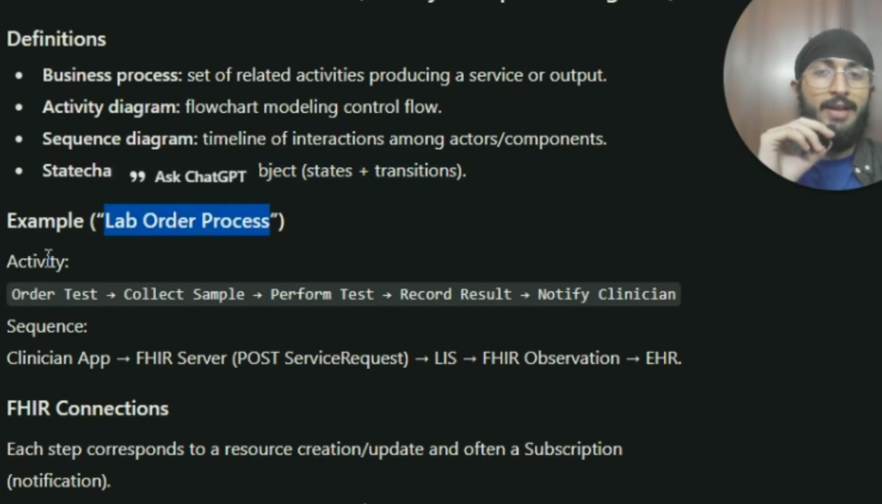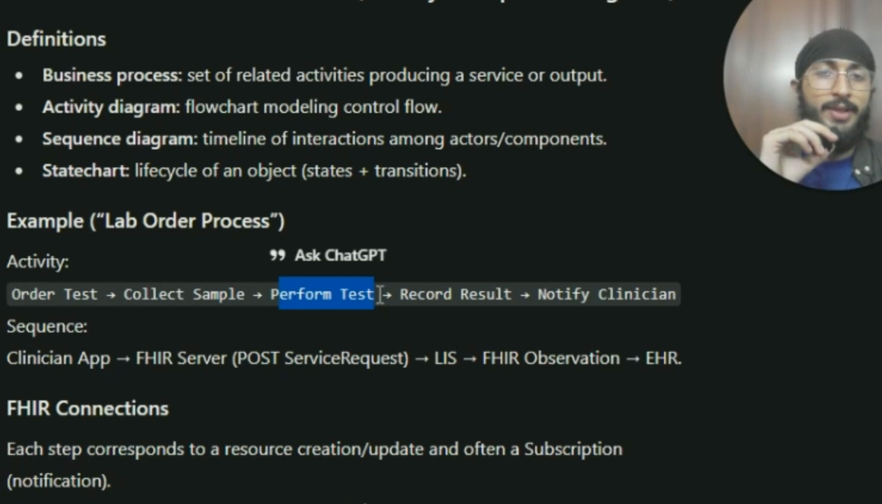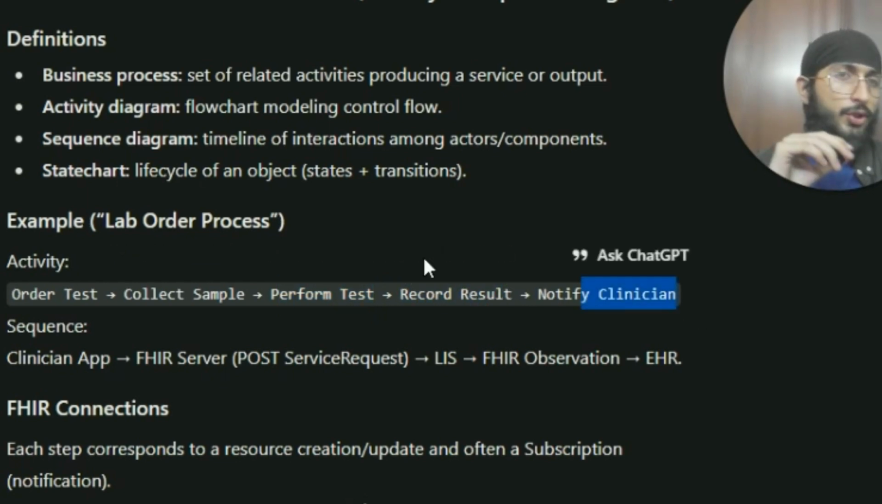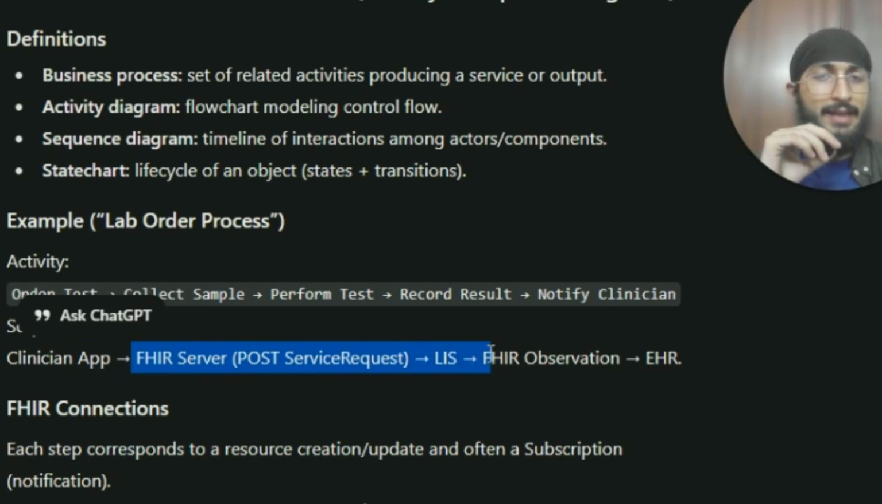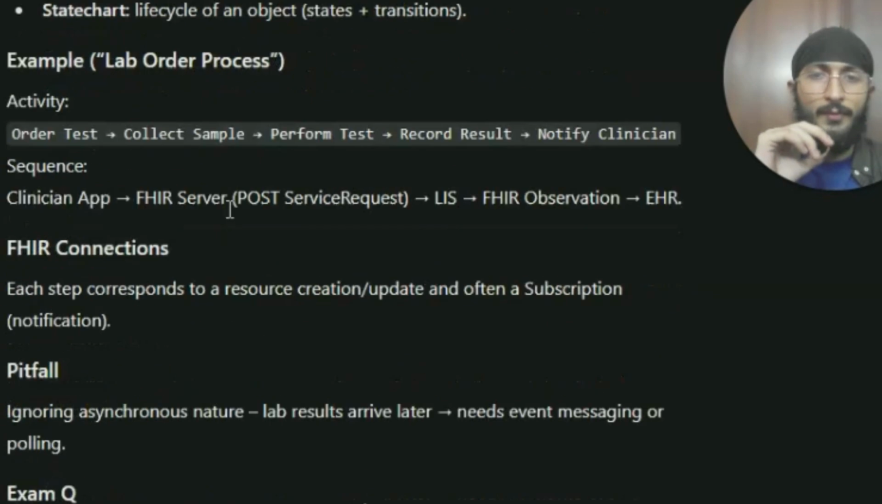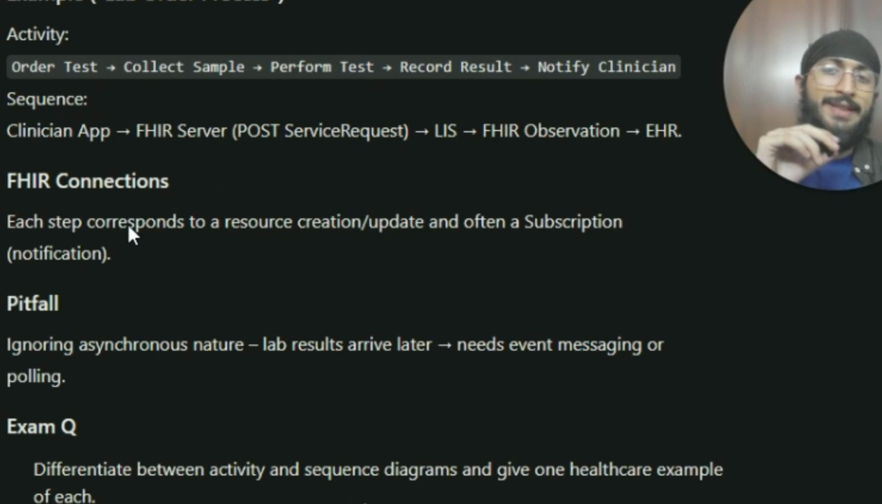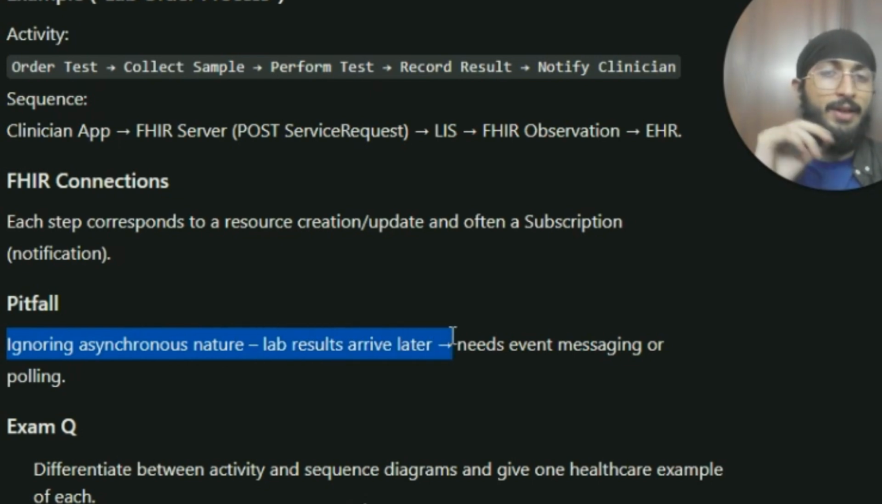Example: lab order process. Activity is order test, then collect sample, then perform the test, then record result, and then notify the clinician. Sequence is clinician app to FHIR server, post ServiceRequest, then LIS, FHIR Observation, and then EHR. FHIR connections: each step corresponds to a resource creation or update, and often a subscription, that is a notification. Pitfall is ignoring the asynchronous nature: lab results arrive later, which means it needs event messaging or polling.